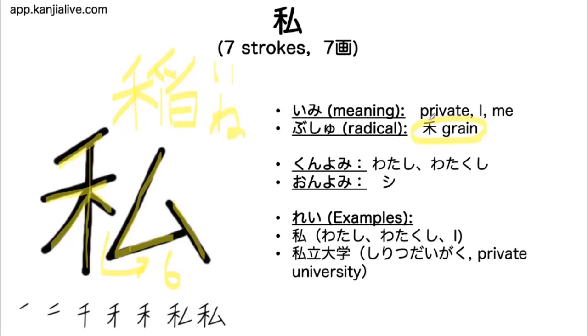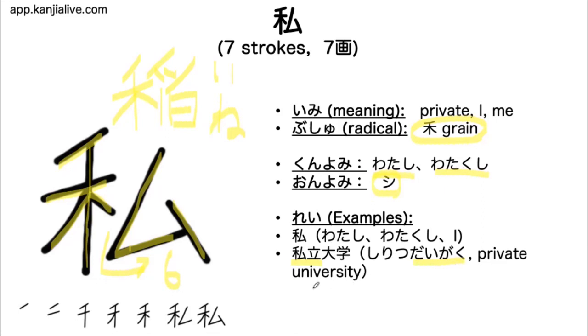The meaning is private, I, me. Look at this kunyomi, watashi. And you can sometimes say watakushi, it's very polite. In the company meeting, you can say watashi or watakushi. Both are fine. Even males say watashi, watakushi. Onyomi is shi. For example here, shiritsu. Shiritsu means private. So shiritsu daigaku, we learned daigaku, right? University. So shiritsu daigaku is a private university.